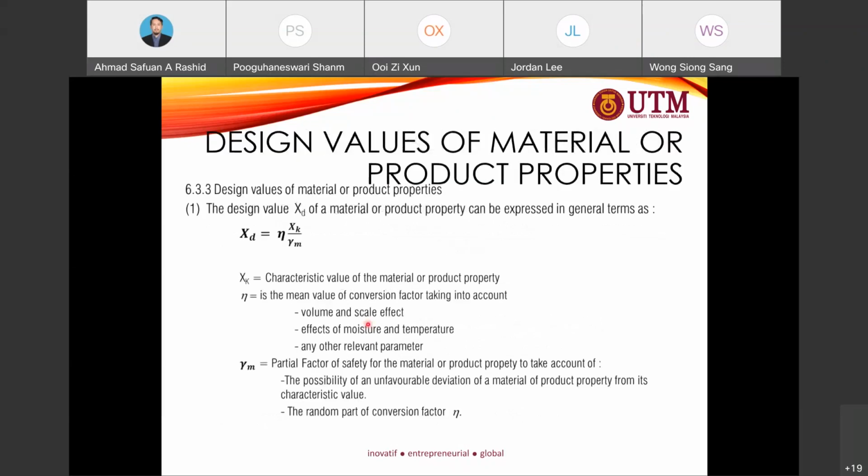Then we look at the material, the design value of material or product properties. The design value XD of the material or product property can be expressed in general terms as XD equal to XK over gamma M, where gamma M is the partial factor of safety for the material or product property to be taken into account, where mu is the random part of the conversion factor.